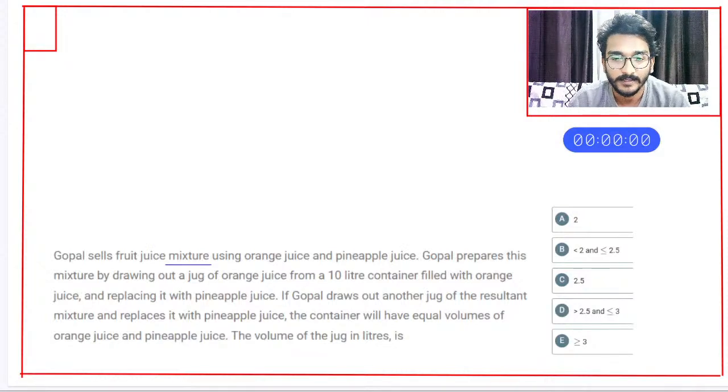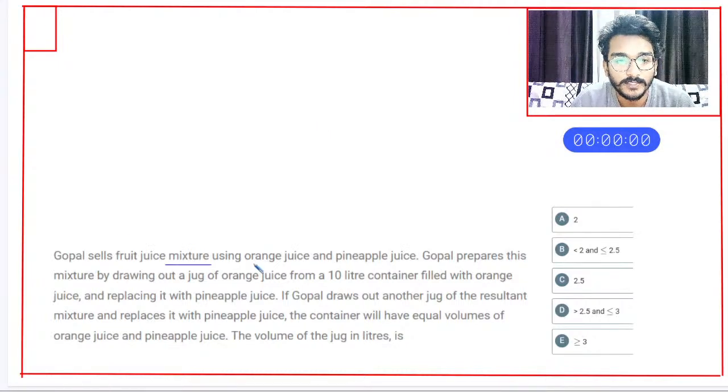Yes, so I guess you have done these types of questions earlier, isn't it? So let's start the question. Let's revise the concept. If you're solving it, you can please continue. Let me start now. So there is a Gopal.